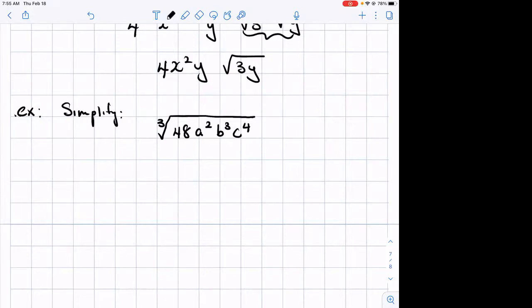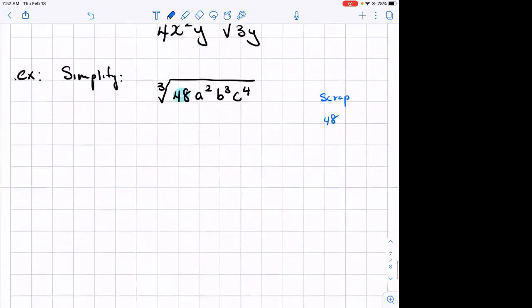So is 48 a perfect cube? Okay. We want to find out, is there a number that when you multiply it by itself, you get 48? And that's what we're looking for. So 48 is not a perfect cube, but we can simplify. Let's look at some scrap work on the side so at least you see what I'm doing. 48. Well, we're looking at a cube root now.